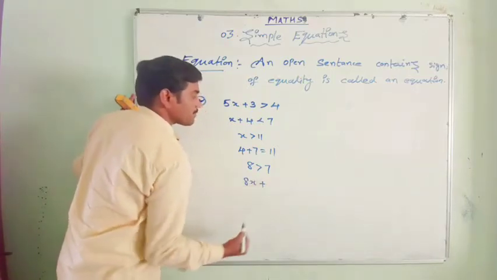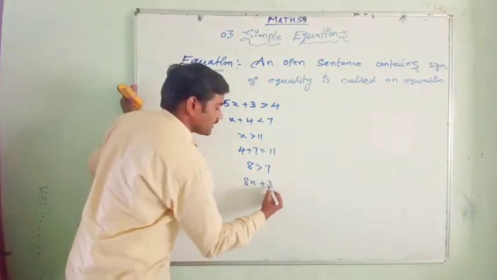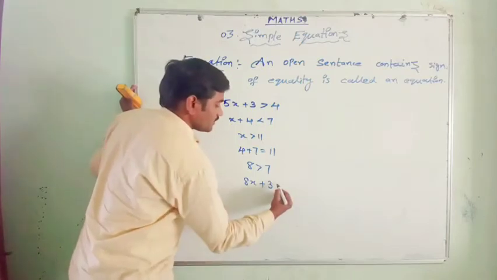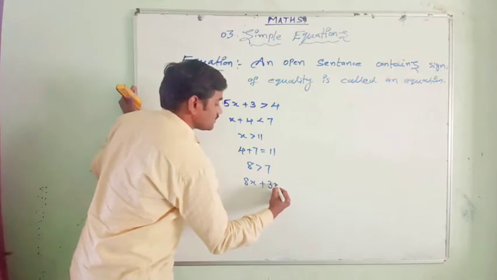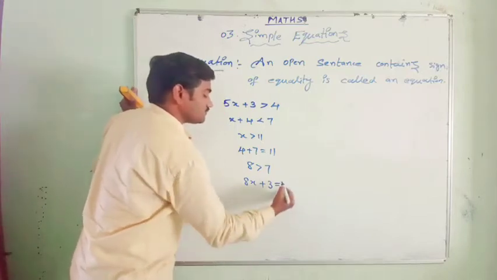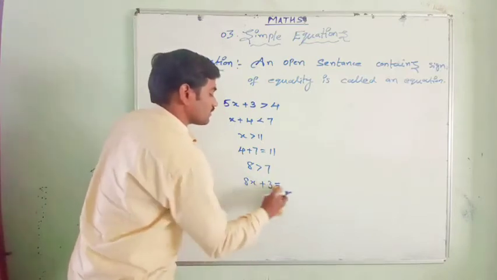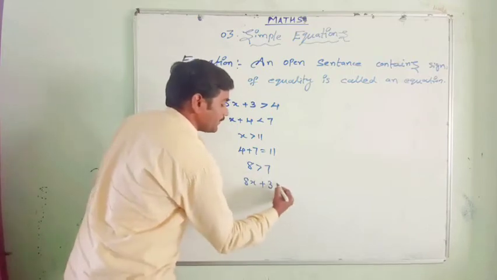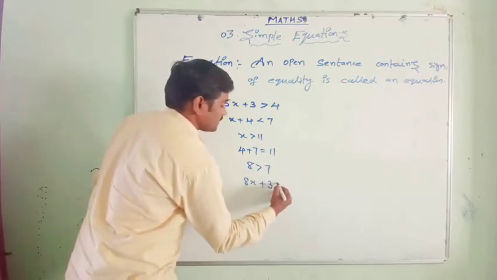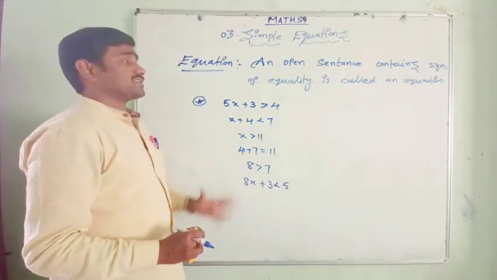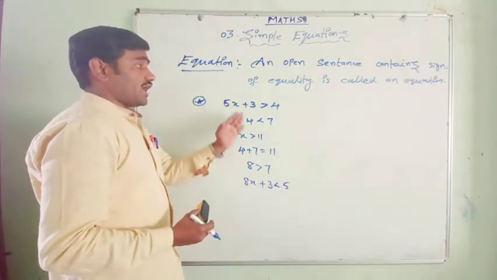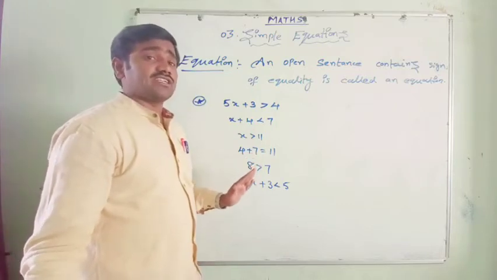Or here 8x plus 3 is not equal to, let us take some number, less than 5. So these are some examples I have taken. Let us see whether these statements are equations or not.